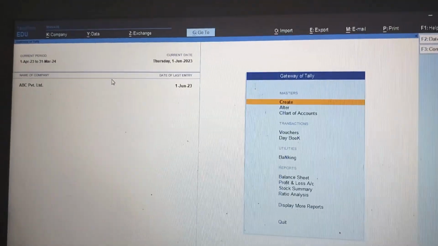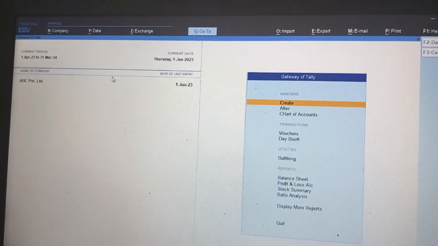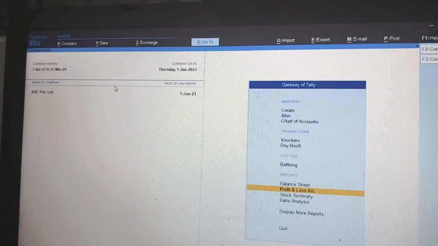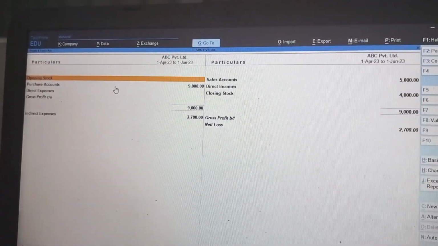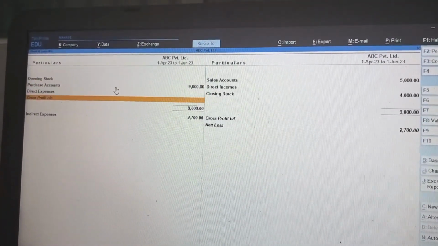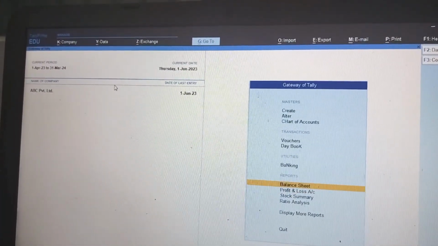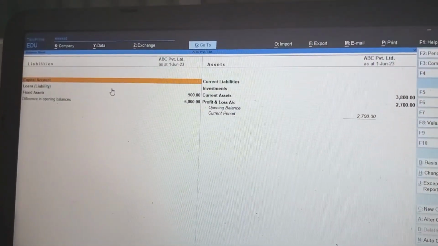Now I came to gateway of Tally, came out. I'll check the loss account. This is the profit and loss account and this is the balance sheet.